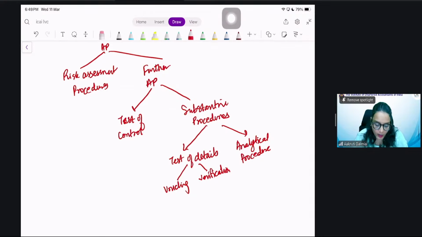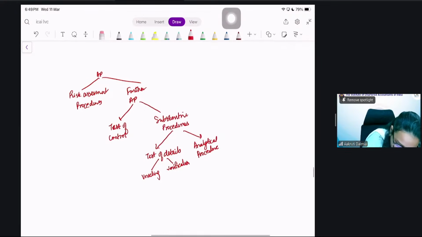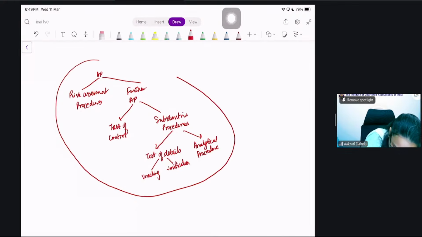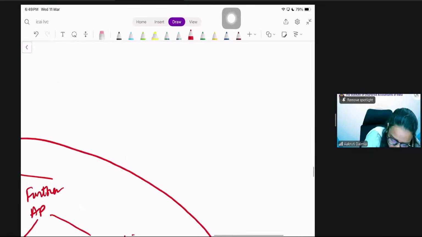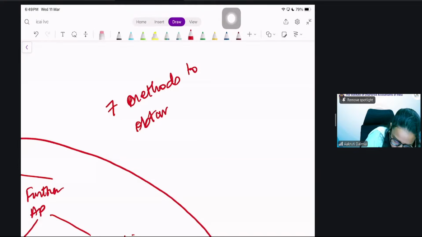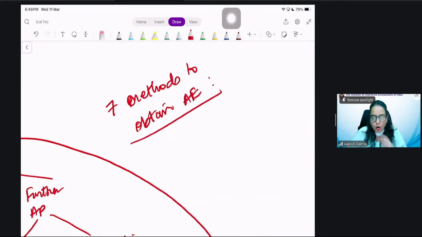Yes. Okay. But now, how many of you remember that to do any audit procedure, we use 7 methods to obtain audit evidence? Who can tell me those 7 methods? Let's see. Write in one sentence all the 7 methods. Don't try to look in the book. Try to think on your own. What are the 7? I'll wait for you.